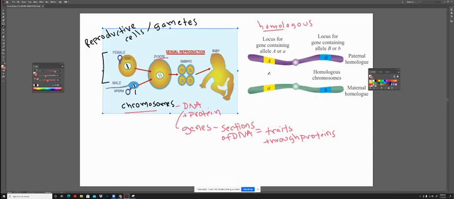All right, so here we have a locus. Locus just refers to location.